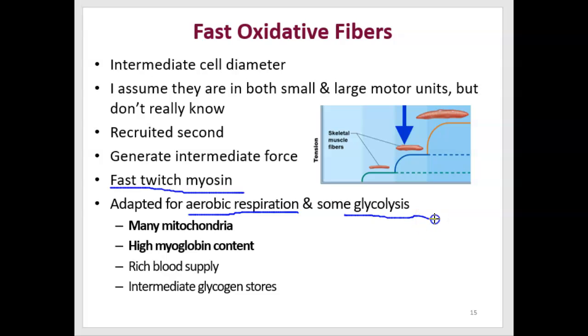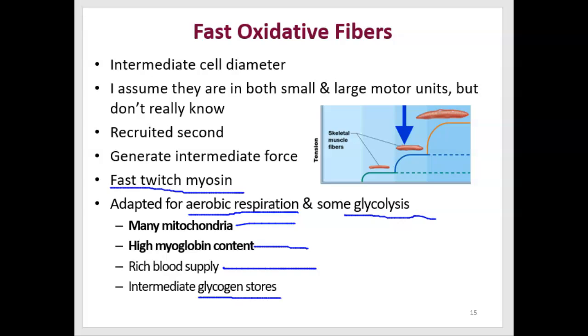So they can use glycolysis. They have some glycogen stores, not as much as fast glycolytic. But they can switch to aerobic respiration too when O2 levels are fine. Many mitochondria, so they can do the Krebs cycle, and they can do the electron transport chain. They store oxygen locally, and they have a rich blood supply.